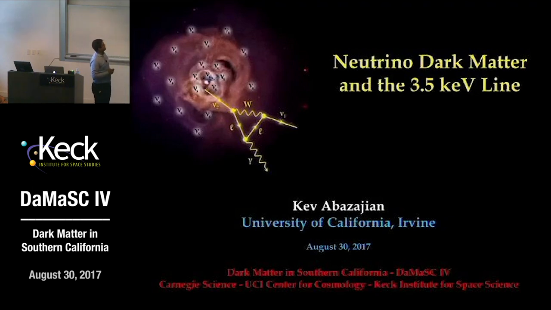This is a nice figure that was generated not by me, but by somebody at the American Physical Society that has better graphic skills, nicely labeling the dark matter as decaying into a lighter neutrino and a photon, which, if you're at the keV scale, would be an X-ray photon, of course.